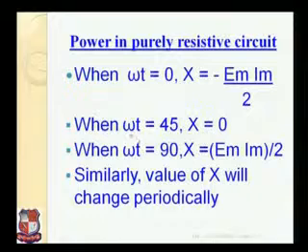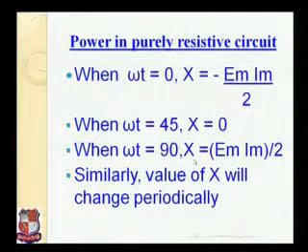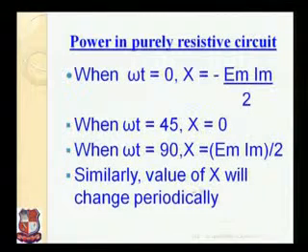Now for omega t equal to 45, cos 2 omega t is equal to 0, so the value of x is equal to 0. Again for omega t equal to 90, x is equal to Em Im by 2, and similarly you change the value of x accordingly with the value of omega t.